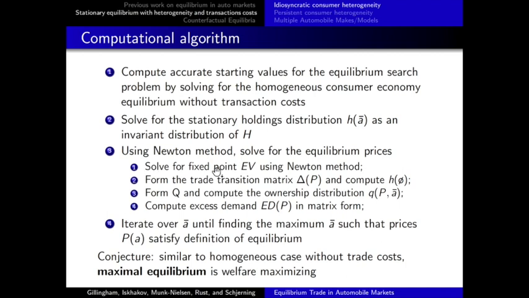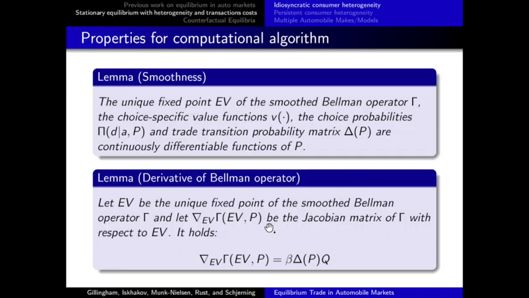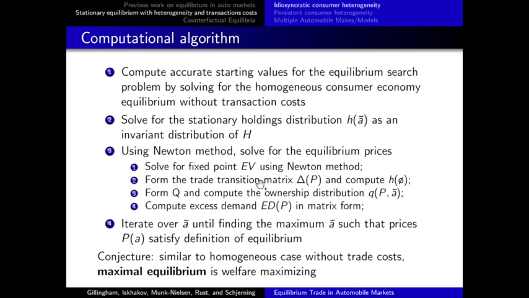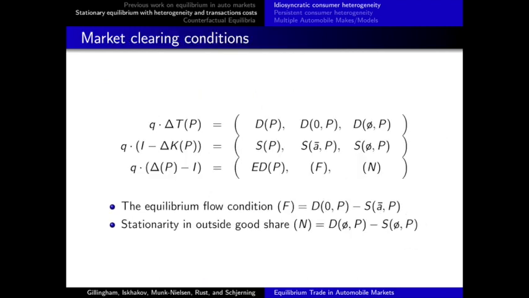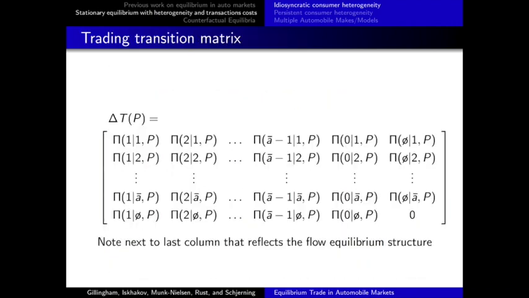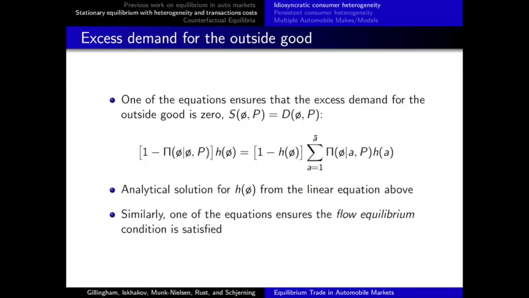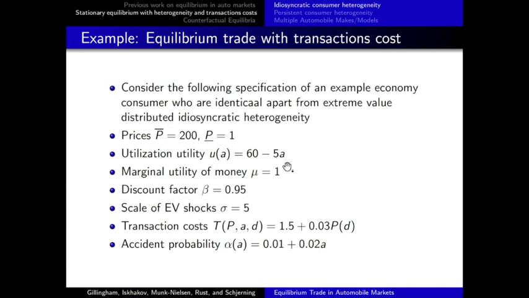First you solve for the fixed point EV using Newton's method. We've just derived what the derivative of the Bellman operator is, right? It's right down here. And then from the trade matrix, you need that already up here. Then you compute the number of people in the outside share. There was a formula back here that you should use. It's after all these equations. Here it is. So you should use this and solve for the outside share, and we have an analytical solution in the paper for that.